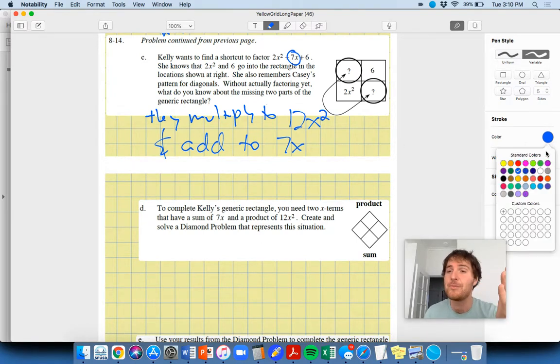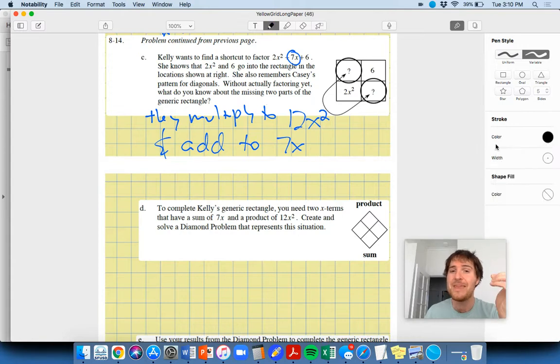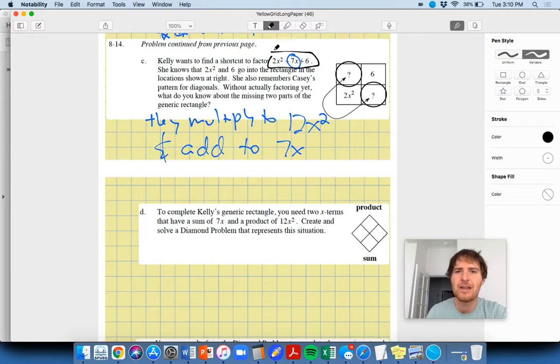So here's where the diamond problem comes into play right now. Well, you need to find two numbers that multiply to 12x squared and add to 7x here. You can maybe do that in your head right now, but I'm not going to recommend that. What I'd recommend when you encounter something like this, just very quickly, you're going to go a lot faster if you do it this way. Jot down the generic rectangle, put 2x squared there, put 6 right there, but then draw your diamond, because this is what you're going to put in your diamond. You're going to put 7x down here, okay, 7x down here. Because you have 7x's to deal with.